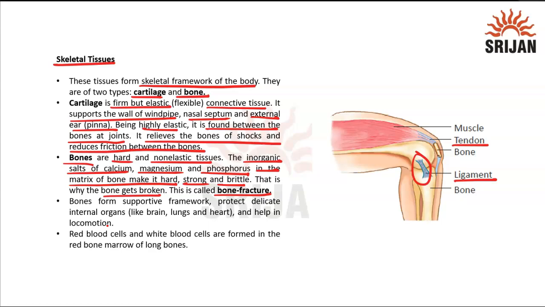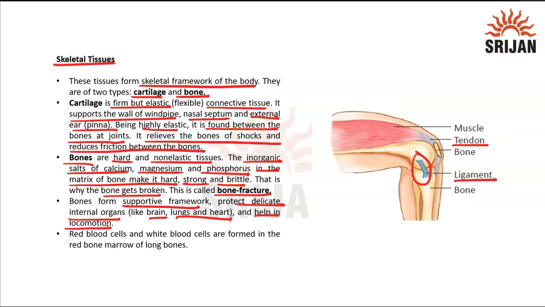These minerals, or inorganic salts, make it hard also. But since there is a chemical structure present between them, that is also the reason for its brittleness. So when there is a very big shock to these bones, they might get broken as well. Bones form a supportive framework, protect delicate internal organs like the brain, lungs, and heart, and help in locomotion.